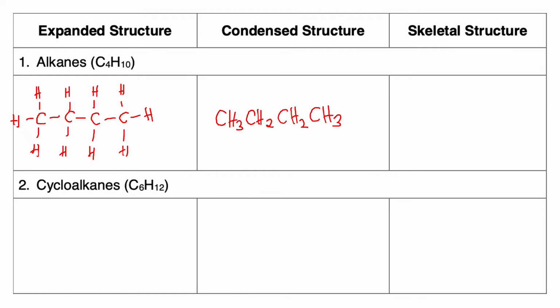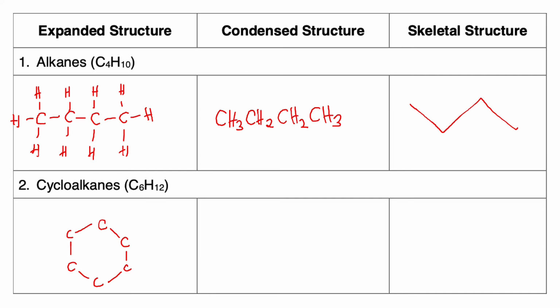And for skeletal, kita ada 4 carbon kan? So, 1, 2, 3, 4. Tak ada functional group lain kan? So, there you go. That is our skeletal. Right? Okay, for cycloalkane, kita ada 6 carbon. So, cycloalkane ni dia cyclic. So, 1, 2, 3, 4, 5, 6.